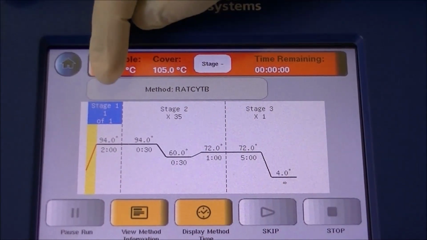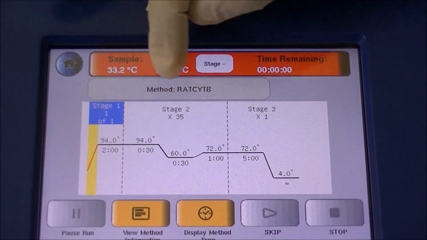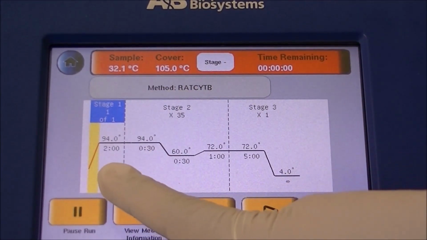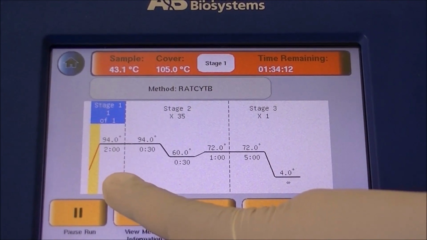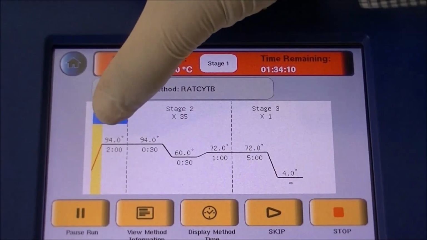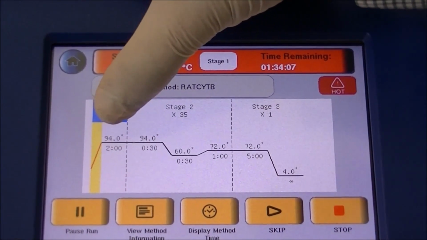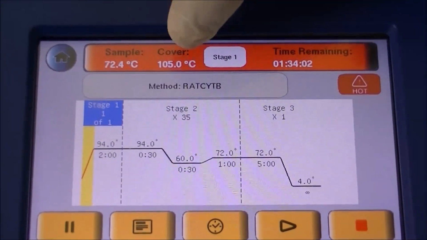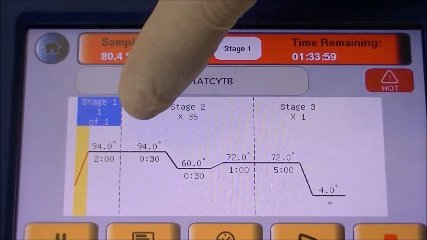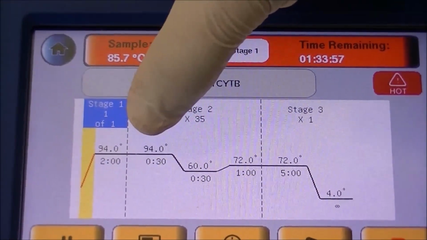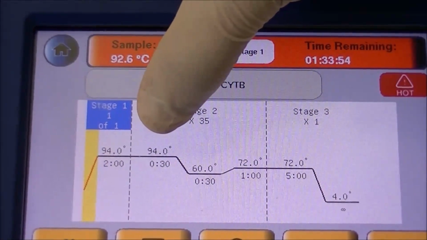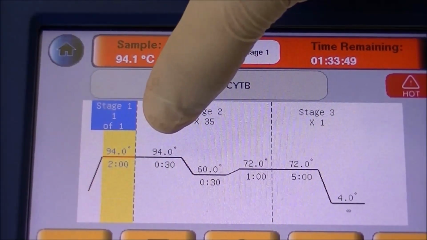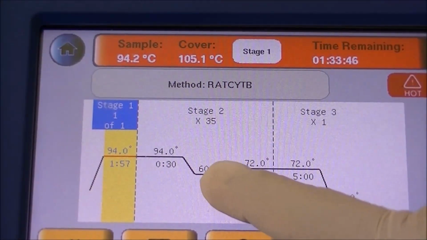As you can see in this protocol, there are three main stages: stage 1, stage 2 and stage 3. Stage 1 is for the initial denaturation step. As you can see, the temperature is 94 degrees centigrade and it holds for 2 minutes. This allows complete denaturation of our template DNA inside the reaction.